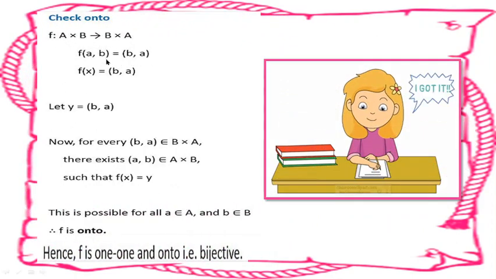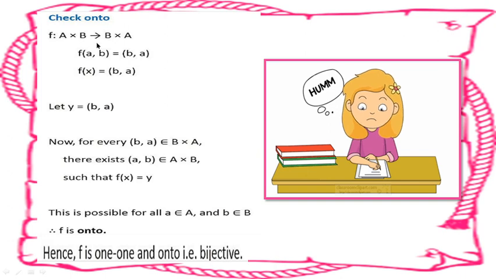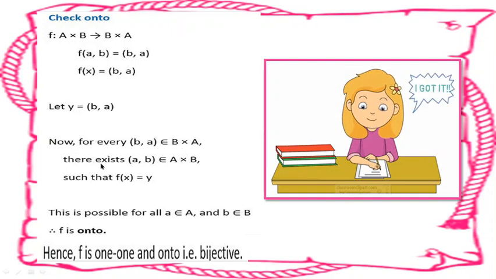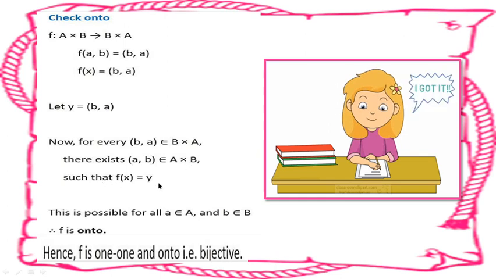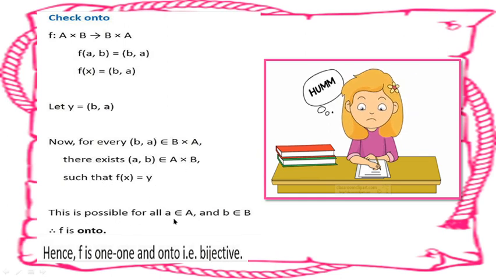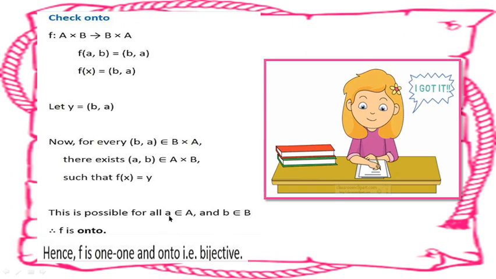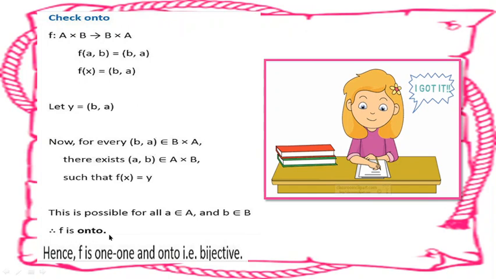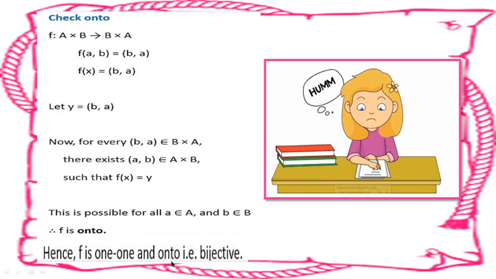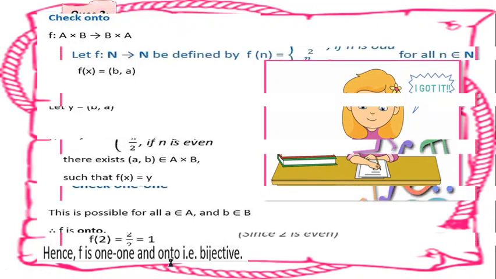Now let's check onto. The function is defined from A cross B to B cross A. f of (a, b) equals (b, a), and this is f(x). Let it be equal to y, which is (b, a). Now for every (b, a) which belongs to B cross A, the codomain, there exists some (a, b) which belongs to the domain A cross B, such that f(x) equals y. This is possible for all the elements, since all elements a belong to set A and all elements b belong to set B. So the function is onto. f is one-to-one and onto, so the function is bijective.